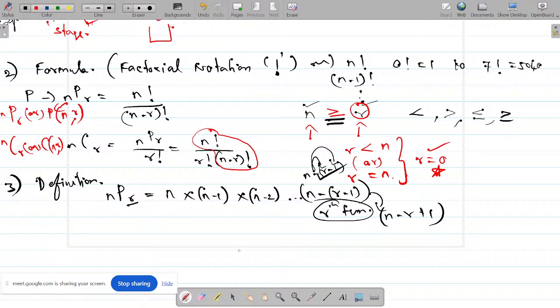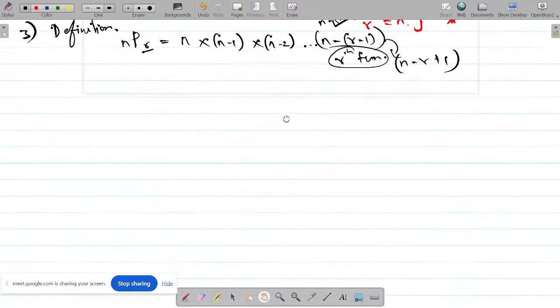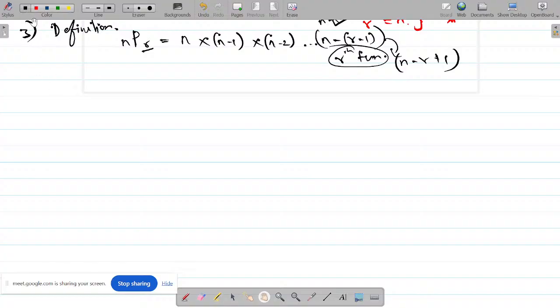Along with the examples we'll do. Okay, so I'm talking about this point. First, let me go for permutation, then I'll go for combination.